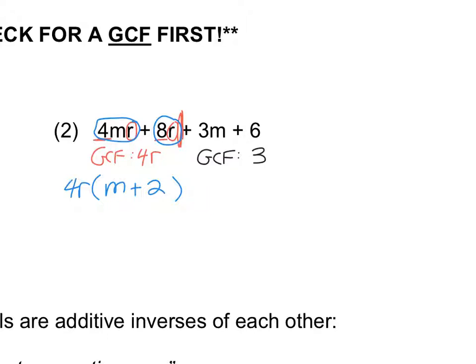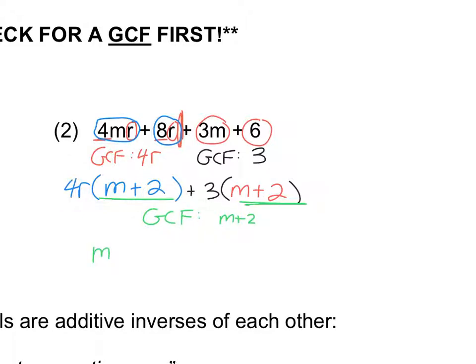So plus 3 times, when I divide each of these by 3, I'm going to have m plus 2. Alright, so now I have a new GCF, the common m plus 2.